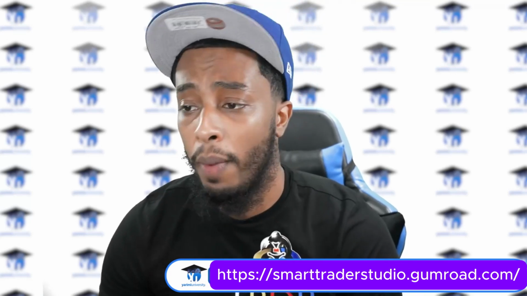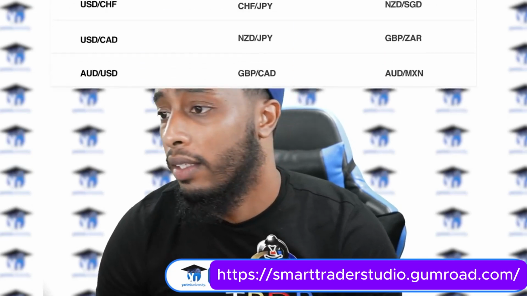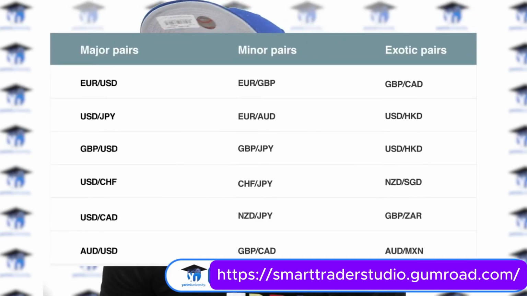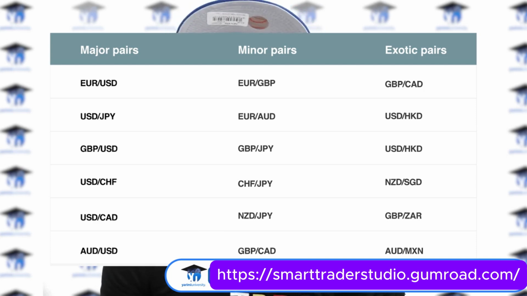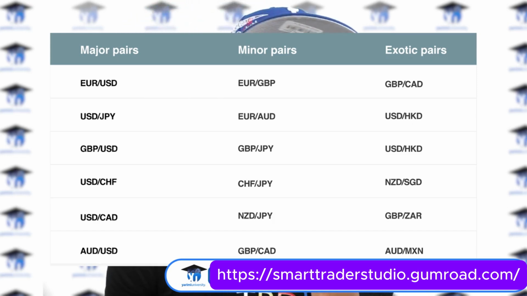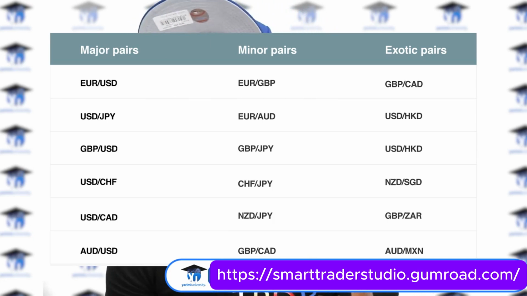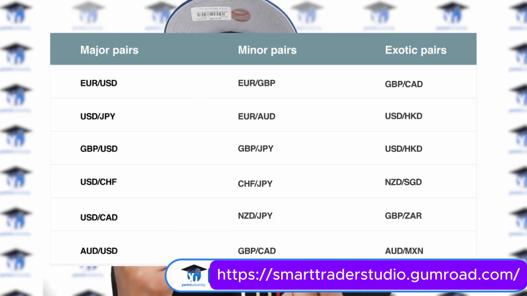Okay, so I'm going to put up an image right now on the screen of some major pairs and some minor pairs. So the major pairs are Euro USD. When you see the slash, that basically means the euro versus the US dollar. What is the value of the euro compared to the value of the US dollar?